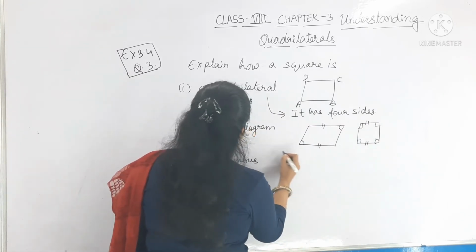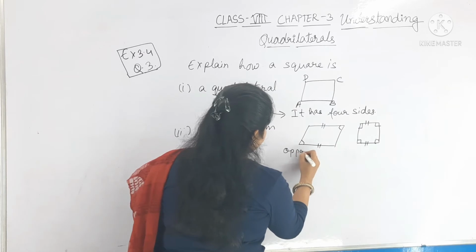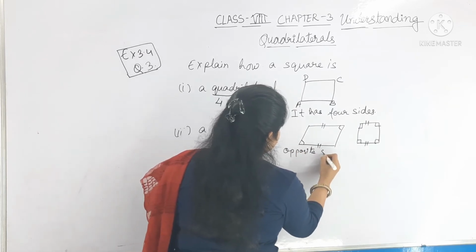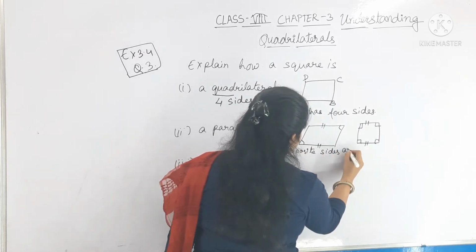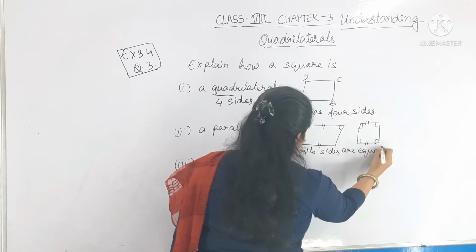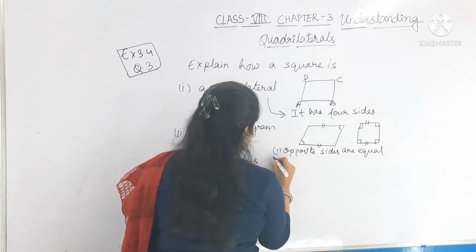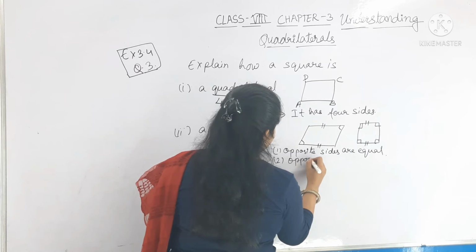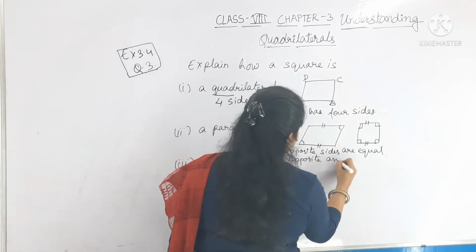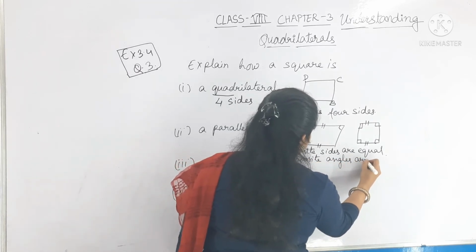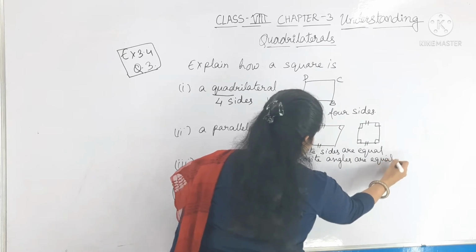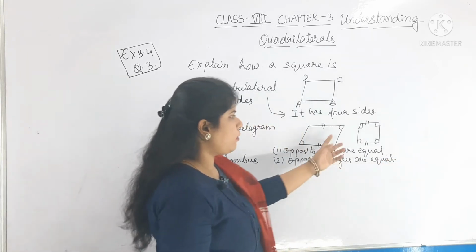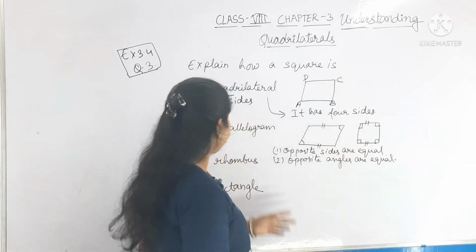So you have to write the reason. Number 1, opposite sides are equal. Number 2, opposite angles are equal. Both have the same properties, therefore a square is a parallelogram.